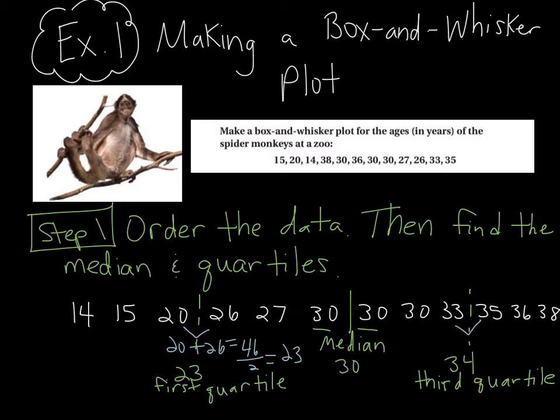And then to complete our 5-number summary, remember the other numbers that we're going to pay attention to besides the first quartile, the median, and the third quartile will be the least value and the greatest value. So these are going to be the most important numbers when we go to do the next step here.